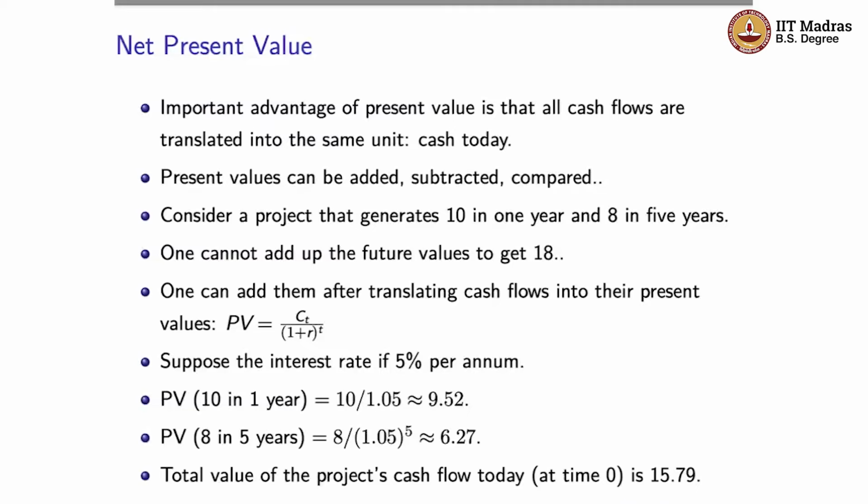And the present value of 8 in 5 years is the equivalent to 8 divided by 1.05 to the power 5, which is rounded off to 6.27 in terms of today's money. So again, how are we getting this? So C5 is basically 8, and then you have 1.05 to the power 5, right? And once you have these in today's terms, because they are now in the same unit, you can add them up. And so that means that the total value of the project's cash flows, which are 10 in 1 year's time and 8 in 5 years' time, in today's terms is basically 9.52 plus 6.27 or 15.79, right?